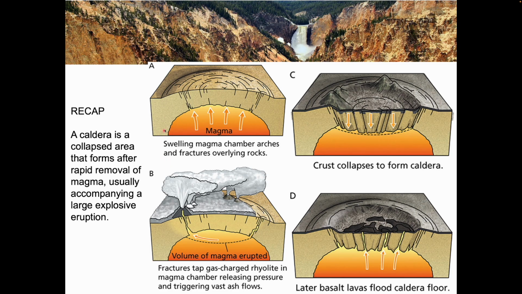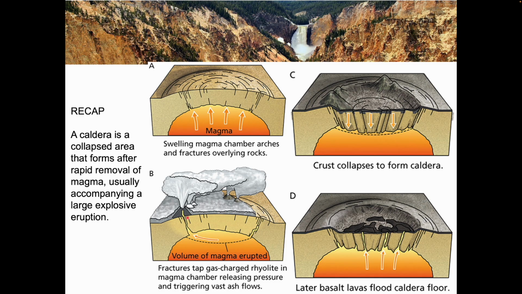First, your magma chamber swells up and forms a domed area. It arches up and fractures your overlying rocks, and you get these concentric ring fractures forming around the top and edges of what will be your caldera. Fractures eventually tap directly into your magma chamber. In this case, we've got a very gas-rich rhyolite magma chamber, and that releases some of the pressure, giving you volcanic eruptions and the upward migration of that magma toward your eruption sources.